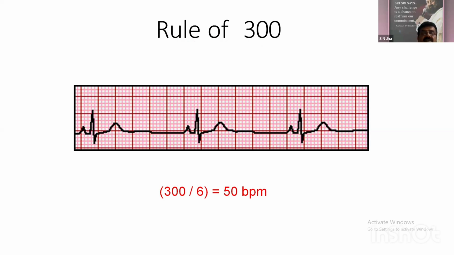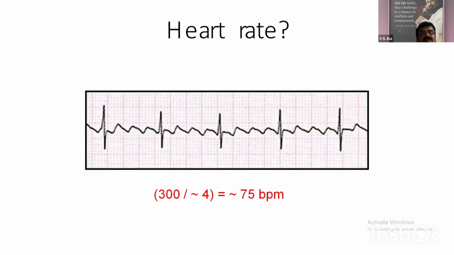Why sinus? Because every P wave is followed by a QRS, and the difference between two QRS complexes is the same. So this is a sinus rhythm, but the heart rate is low. So this is sinus bradycardia. Sinus bradycardia is less than 60, and tachycardia is more than 100. This is known to you. So the heart rate here also.